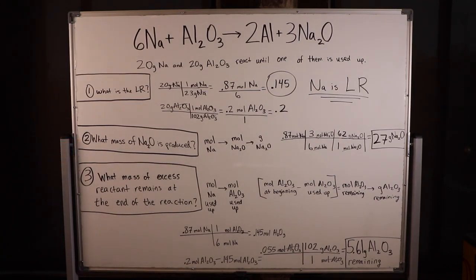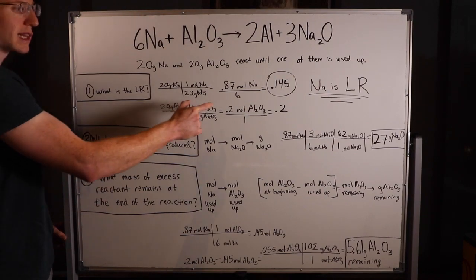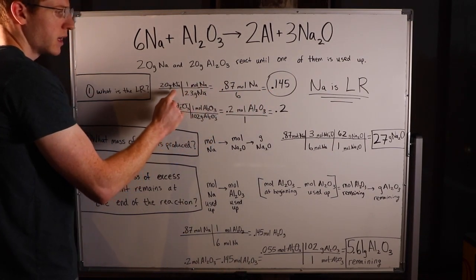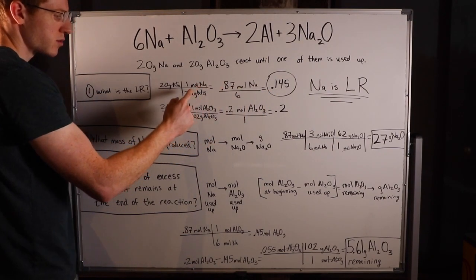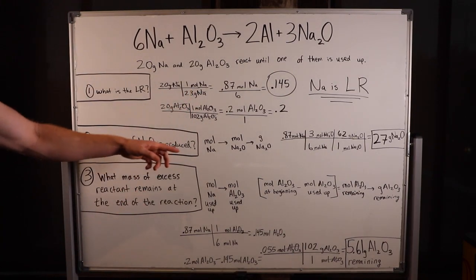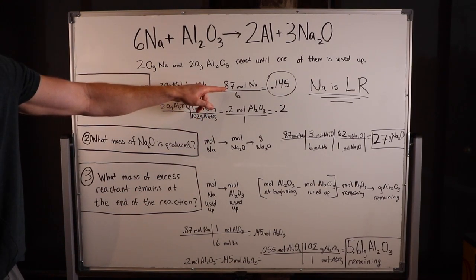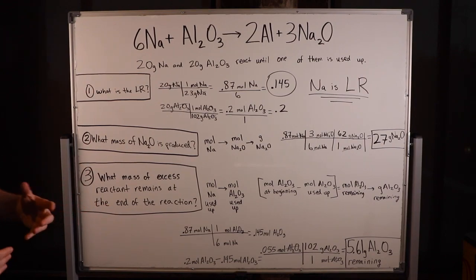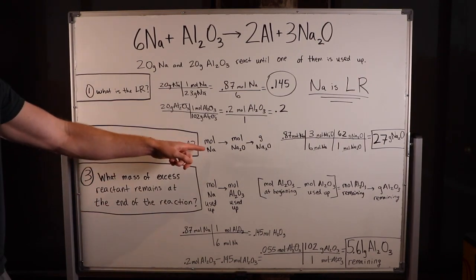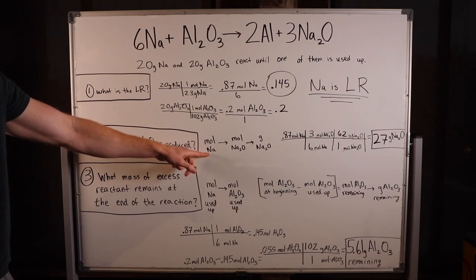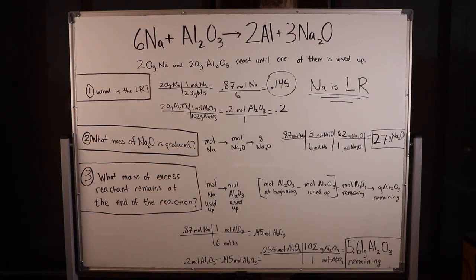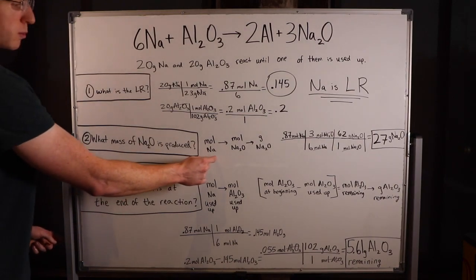So number 2, what mass of sodium oxide is produced? Well, now we know what's going to limit this reaction, right? It's the moles of sodium, or the grams of sodium. And we already got moles. We know that we're going to use all 0.87 of them, right? Because we use it all up, that's the definition, and it stops the reaction. So from moles of sodium, we can find how many moles of sodium oxide we have, right? By crossing that mole bridge.